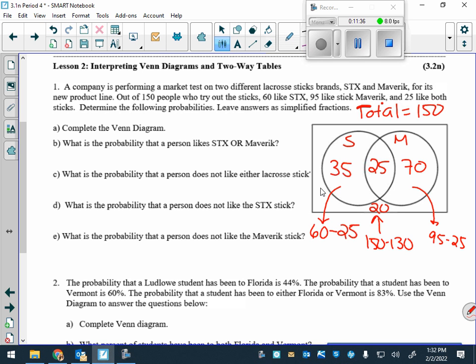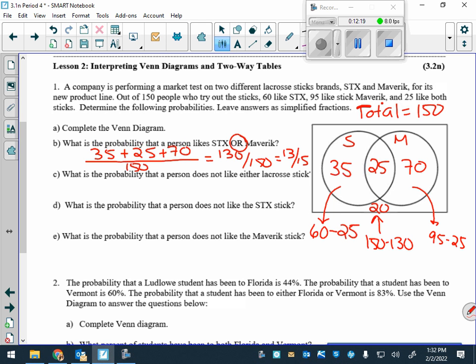So who likes Sticks or Maverick? It's 35 plus 25 plus 70 all over 150. Okay, so anytime it says or, it's only Sticks, only Maverick, and both. Okay, because it's including. You don't want to double count the 25. So we have 130 over 150, 13 out of 15.